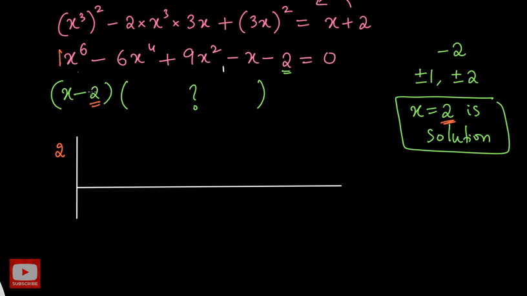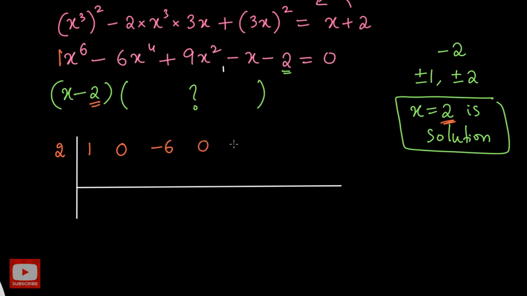Coefficient of x power 6 is 1, right? And we have to write the coefficients in the decreasing order of the degree. After x power 6, x power 5 should come, but it's not there. So since x power 5 is not there, we simply write 0, because 0 times x power 5 is nothing but 0 itself. And x power 4's coefficient is minus 6. And we don't have an x cube term also, so we have to write 0 again.